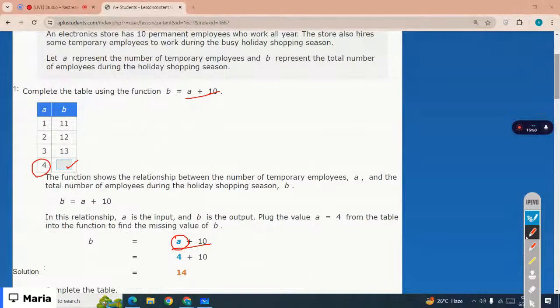Okay. So basically, you have to use the equation to complete the table. You just have to put the value of one of the variables in the equation and you can find the value of the other variable. Got it? Okay, let's just start with the test questions.